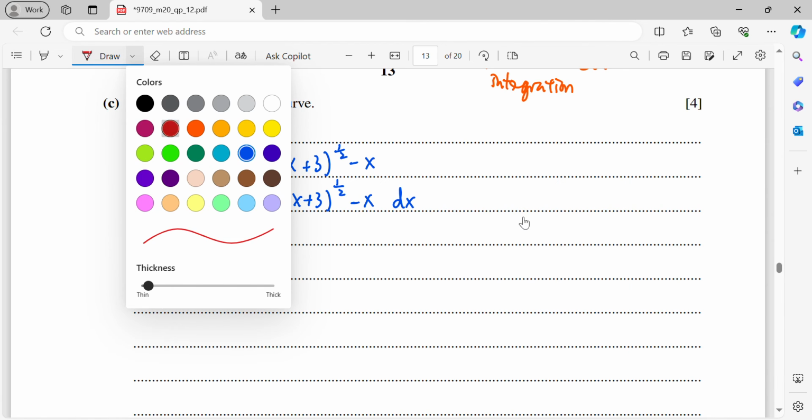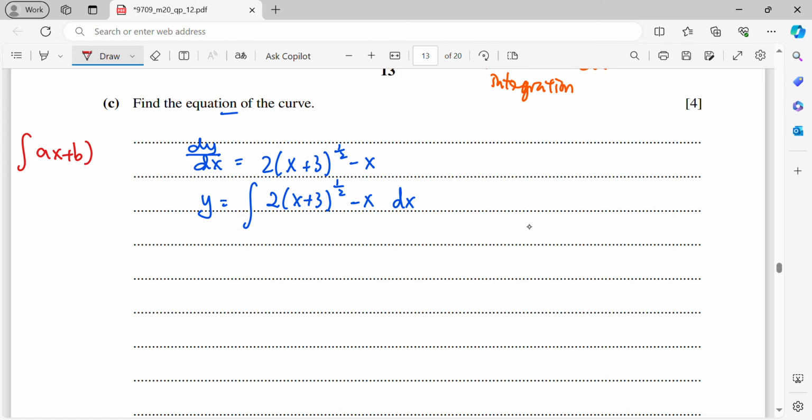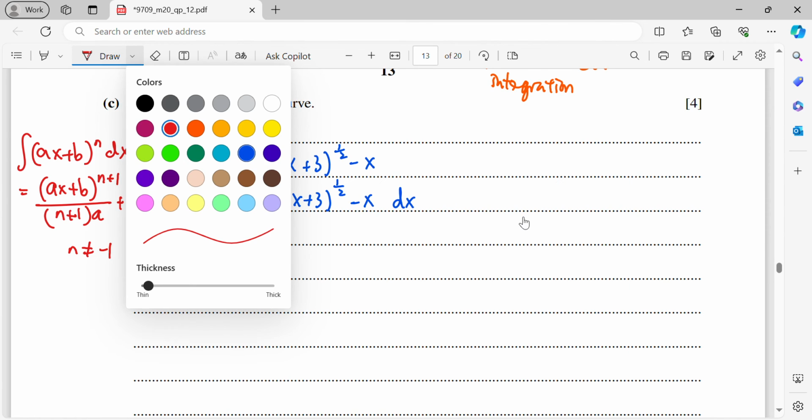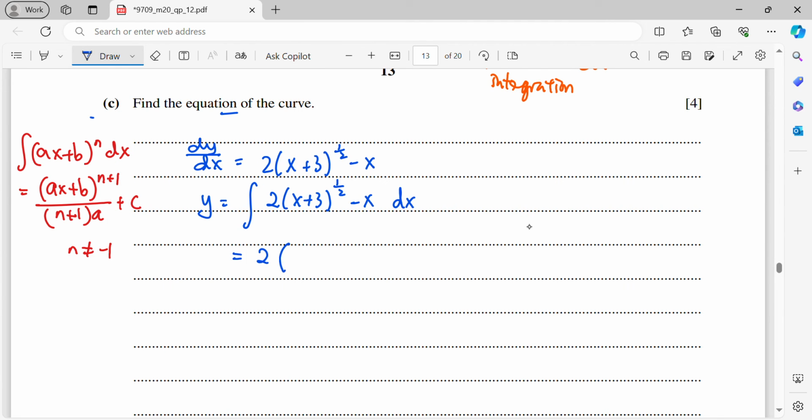When we do integration, integrate ax plus b to the power of n dx, that is going to be ax plus b to the power of n plus 1 over n plus 1, because for integration we always add 1 to the degree. And you divide by the derivative of ax plus b, which is a, then followed by plus c, provided n is not minus 1. So here, I will get 2, rewrite the whole function. The degree instead of half, now you get half plus 1, which is 3 over 2. Then over 3 over 2, and when you differentiate x plus 3, that is 1. Then minus, the x becomes x squared over 2, followed by plus c.